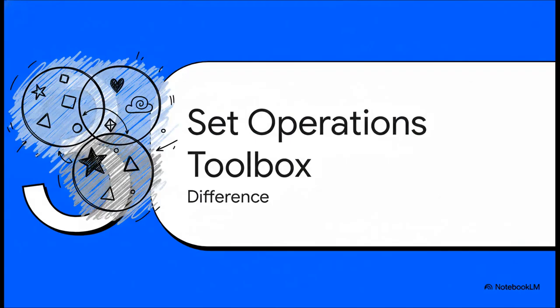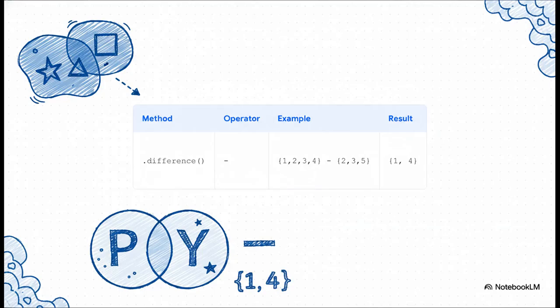All right, next up is a really handy one, finding out what's in one set but not in the other. This is the difference operation, and you can just use the minus sign. It's literally like subtraction for sets. It takes the first set, and then it removes anything that also happens to be in the second set. So here we start with 1, 2, 3, and 4. We subtract the common elements 2 and 3, and we're left with just 1 and 4.